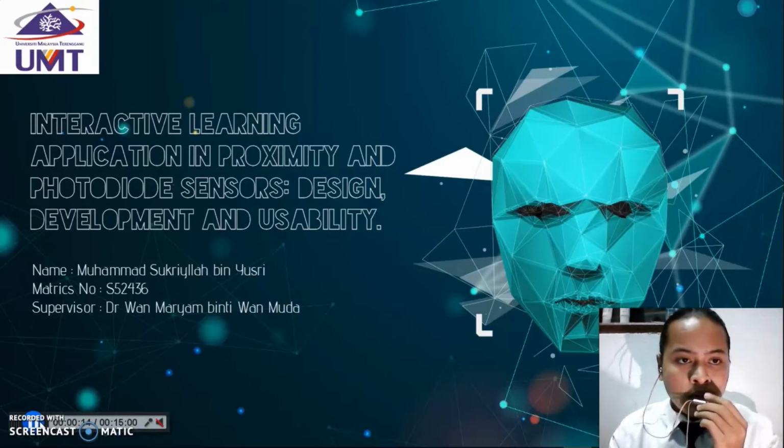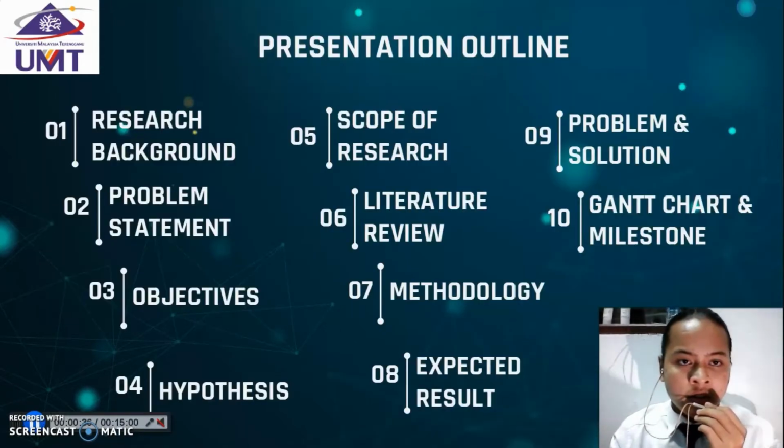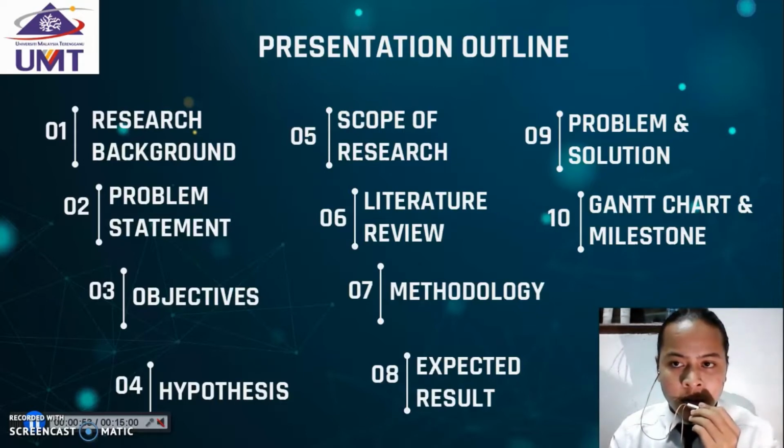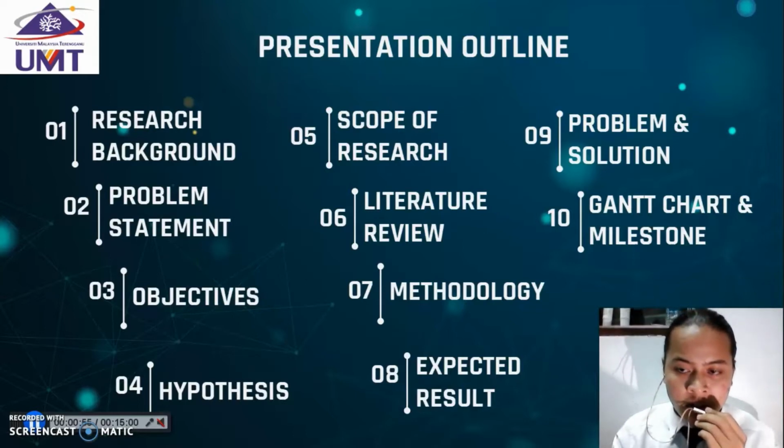So basically my final year project is about an interactive learning application in proximity and photodiode sensor design, development and usability. The application outline is: first, research background; second, problem statement; third, objective; fourth, hypothesis; fifth, scope of research; sixth, literature review, methodology, result, problem and solution, Gantt chart and milestone.